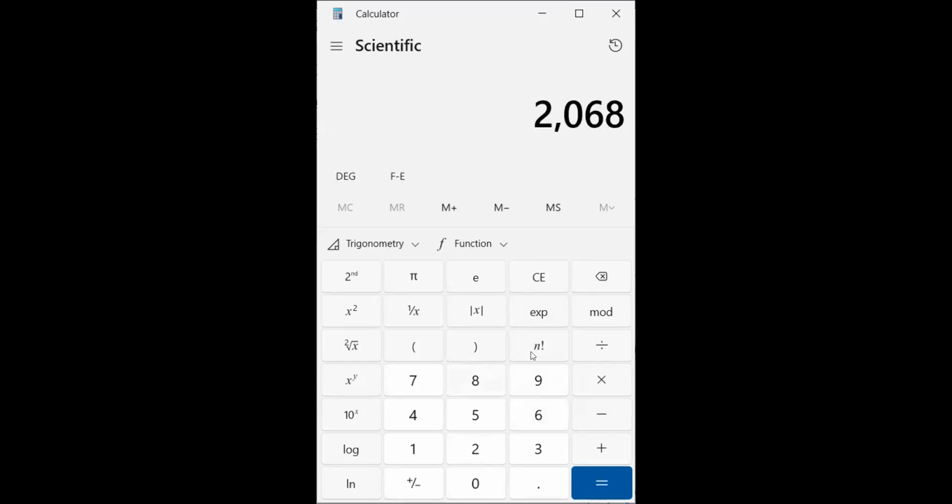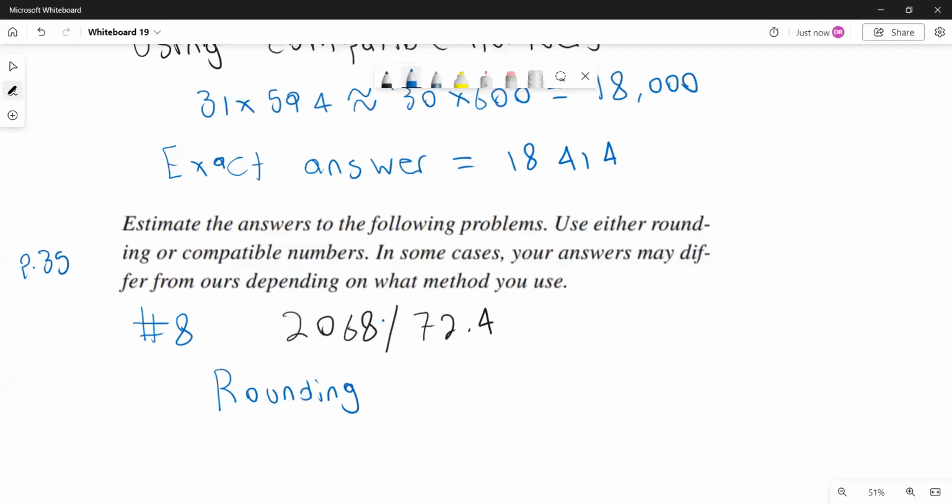So 2068 divided by 72.4. So that's the answer. If we round to the nearest tenth, that's going to be 28.6. Okay, so let's say we round to the nearest tenth. So rounding to the nearest tenth, the estimate is going to be 28.6.